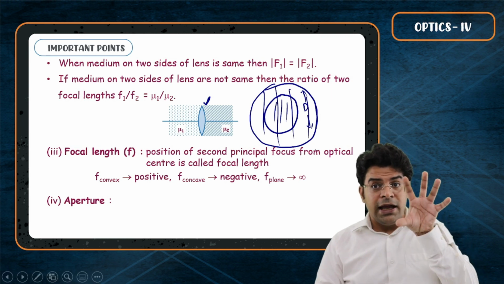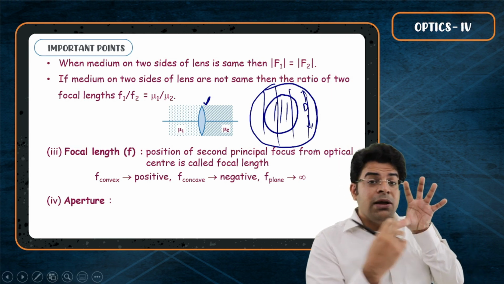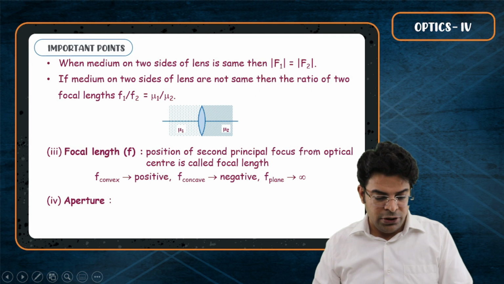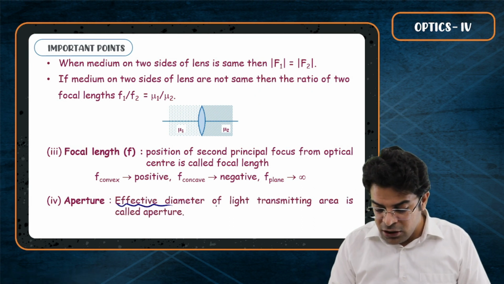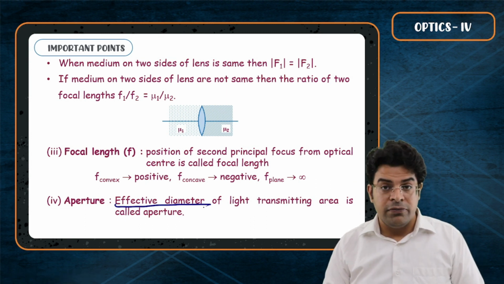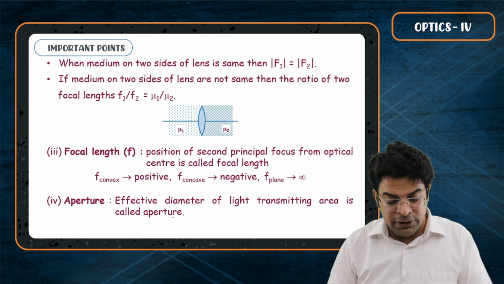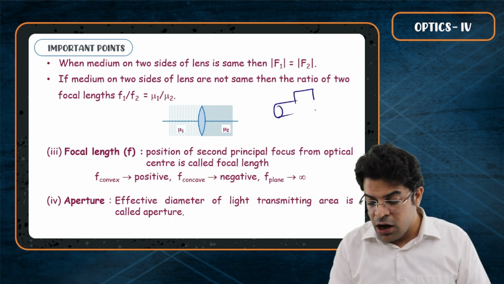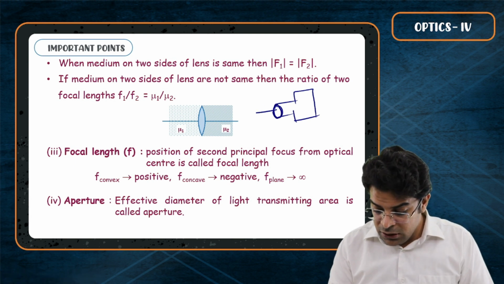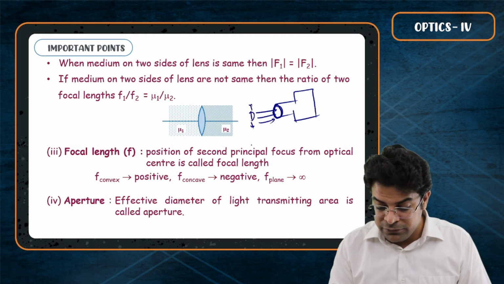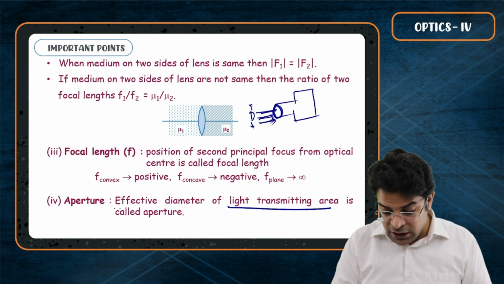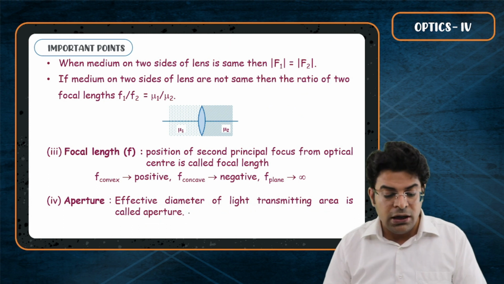The greater the area of the lens through which the light enters, the more intense will be the image, because more photons will cross it. So aperture is nothing but the effective diameter of the light transmitting area. Once more, the effective diameter of the light transmitting area is called aperture. If you have ever seen a DSLR camera, the front part is a circle, and the light enters through it into the camera.